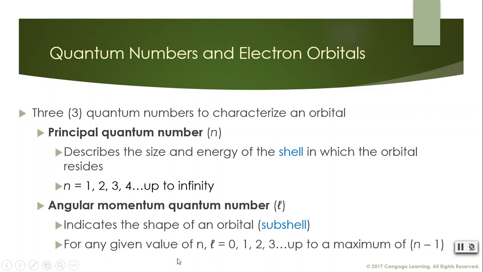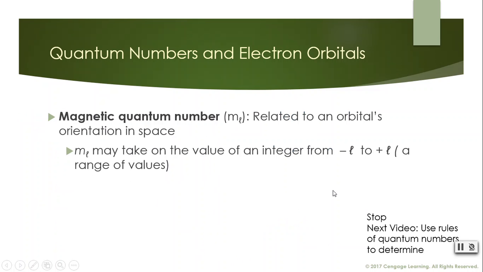So for any particular value of n, the associated L values start at 0 and go up to a maximum of n minus 1. So for any principal quantum number, you are going to have a range of angular momentum quantum numbers, starting at 0, going up to a maximum of n minus 1. Okay. We'll do an example problem of this in the next video, but you should know that designation and the definition and that rule. The third quantum number is the magnetic quantum number.